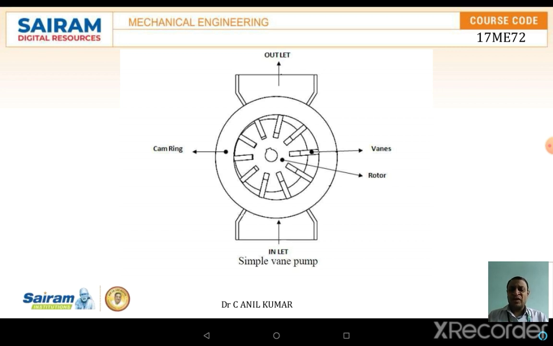The process is completed. On one side of the cam ring, the fluid collection takes place. On the other side, the cam ring has contact with the rotor, and along with the rotor, the vane is pushed in. The movement of the vane, in and out, makes the fluid flow from the inlet port to the outlet port.